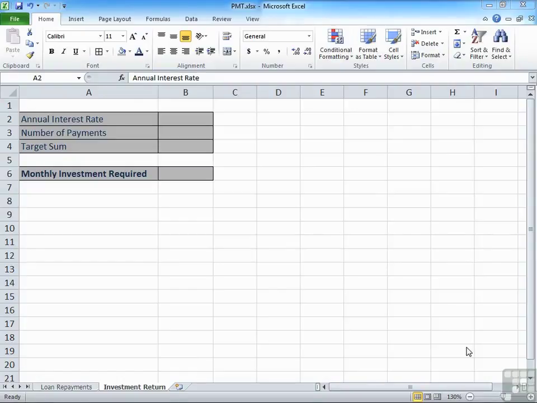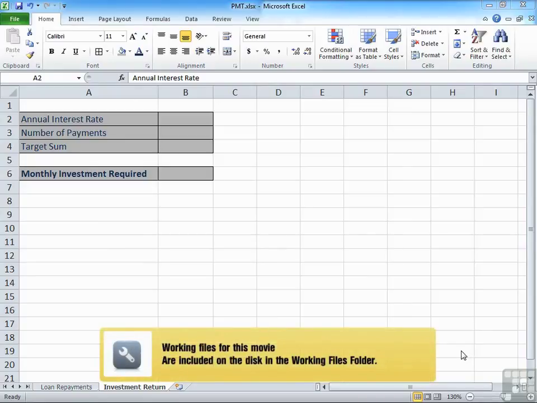Well, we've seen how the PMT function can be used to calculate loan repayment values. Well, the same function can be used to calculate effectively savings values when you're aiming for a target. So here we're looking to reach an investment amount, and we want to know how to reach that amount effectively.